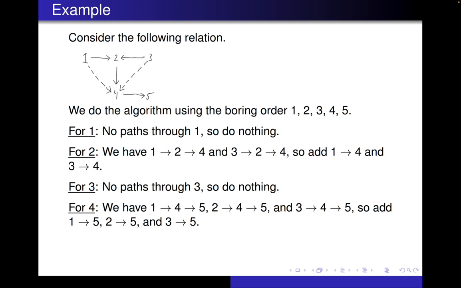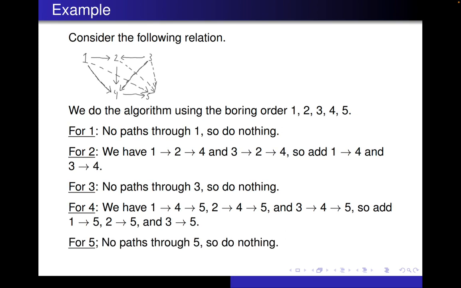Now for 4, we have tons of stuff going on because we have 1 pointing to 4 and 4 pointing to 5. We have 2 pointing to 4 and 4 pointing to 5. We have 3 pointing to 4 and 4 pointing to 5. So we have to add in the arrows 1 to 5, 2 to 5, and 3 to 5 to fill those in. And there they are.